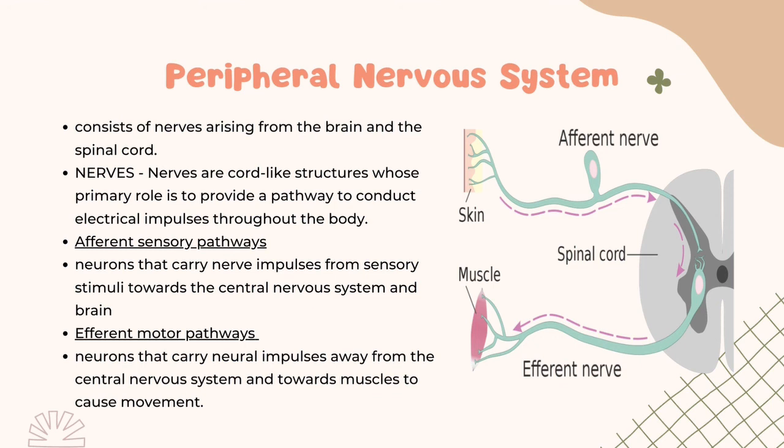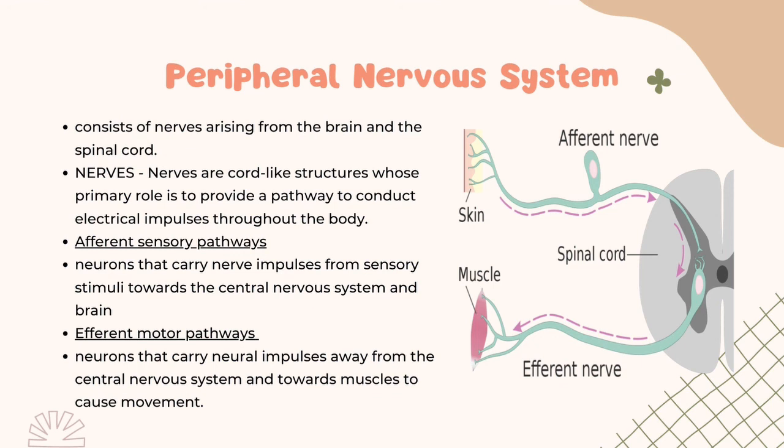Okay, so we have here the afferent sensory pathway. Afferent sensory pathways are neurons that carry nerve impulses from sensory stimuli towards the central nervous system and the brain. Okay, so that is the afferent sensory pathway. Next we have here the efferent motor pathways. So in here we have neurons that carry neural impulses away from the central nervous system and towards muscle to cause movement.